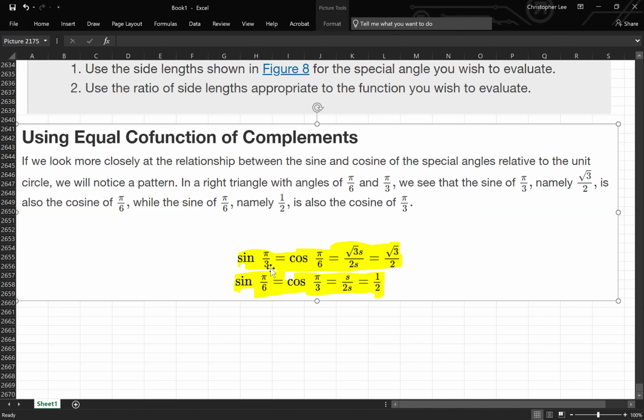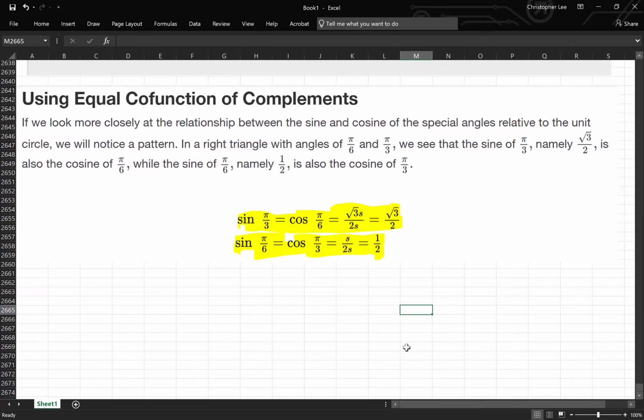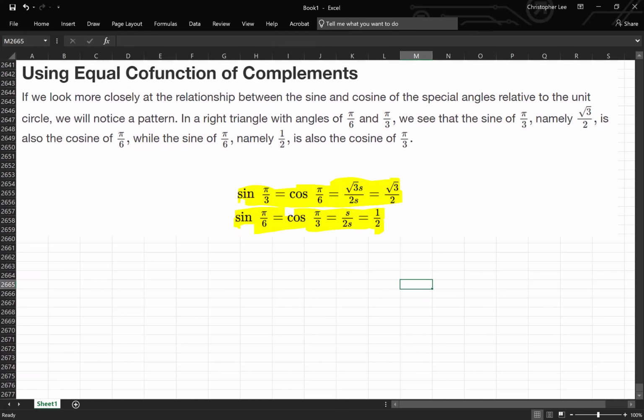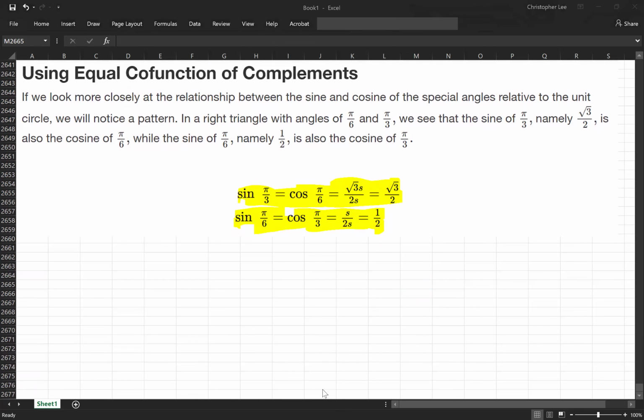So sine pi over 3 is equal to cosine pi over 6, which is equal to square root of 3 s over 2s, which is just square root of 3 over 2. And sine pi over 6 is equal to cosine pi over 3, which is equal to the side divided by 2 side, which is equal to 1 over 2. All right? These are cofunctions. That's what we're talking about right now. Cofunctions and complements. They complement each other.